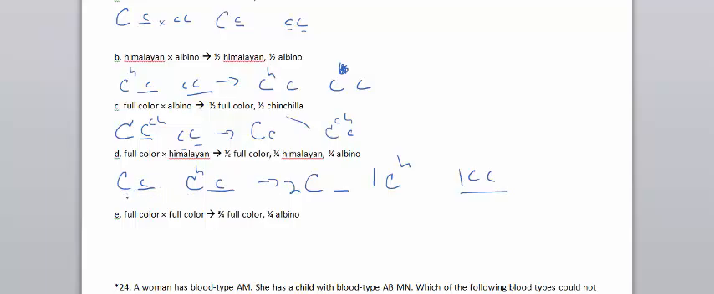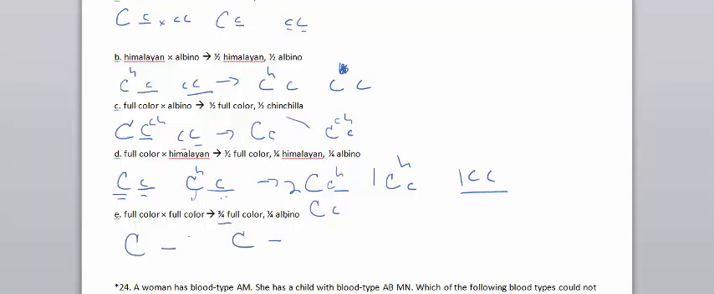And then half of the offspring will get this big C, and then either this or this. So these guys could be C, CH, or big C, little c, and those would both be full color. You could get this CH allele from this parent, and then a little c from the other parent, and that would be Himalayan, or you could get two little c's. Fill that up. One more, full color, across to full color.